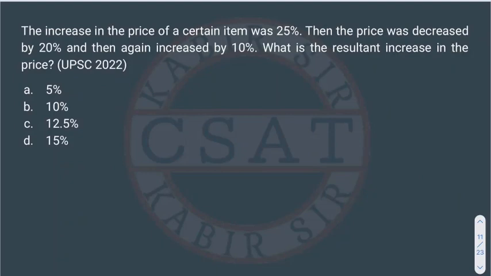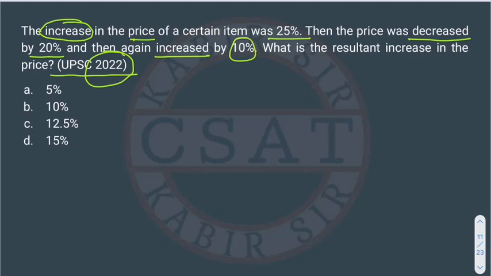Now this is a question asked in UPSC 2022. The question is, the increase in the price of a certain item was 25%, right? Then the price was decreased. Initially the price got increased and then decreased by 20%, and then again increased by 10%. So what is the resultant increase in the price? So here, first of all, it seems like this question is not from percentage. Many students think that this question is not from the percentage chapter, it is from cost and price, right?